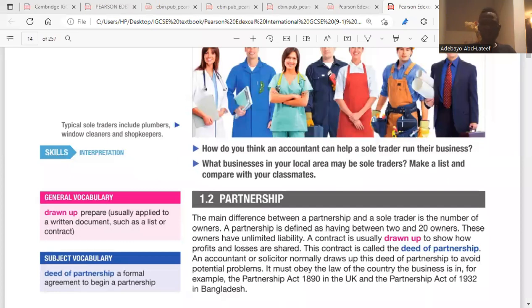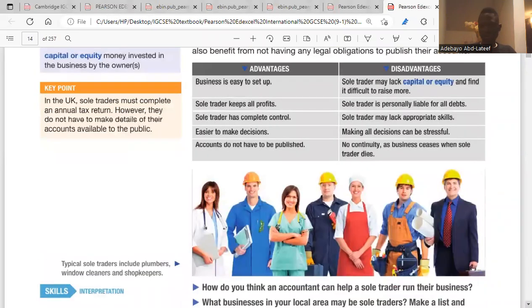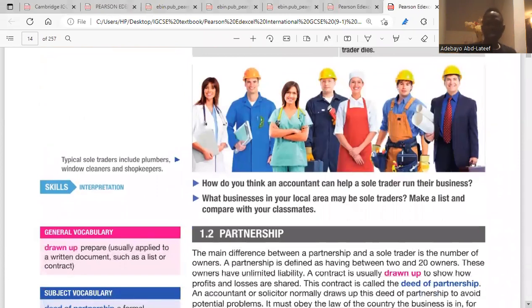So now we have partnership. Yeah, before we go to the partnership, they said, how do you think an accountant can help a sole trader run their business? So here, look at what you could talk about. We know who an accountant is. An accountant is that individual who keeps financial records. So it could help a sole trader because a sole trader might lack the skills to set up its own accounting books. So the accountant might do that. Yeah, it's book of entry, all its transactions. Yes. You know, transactions will continue to go on, off and on.